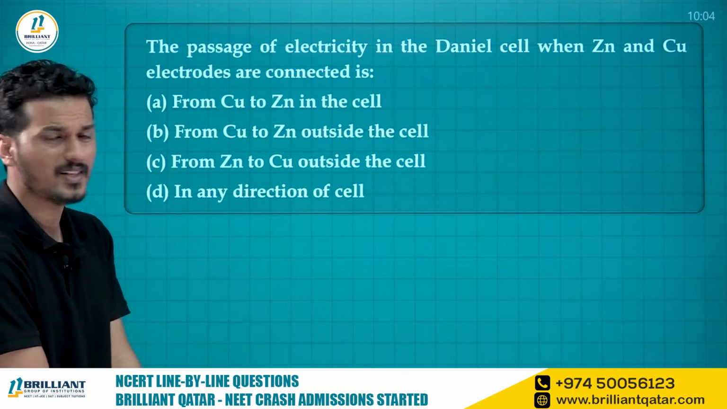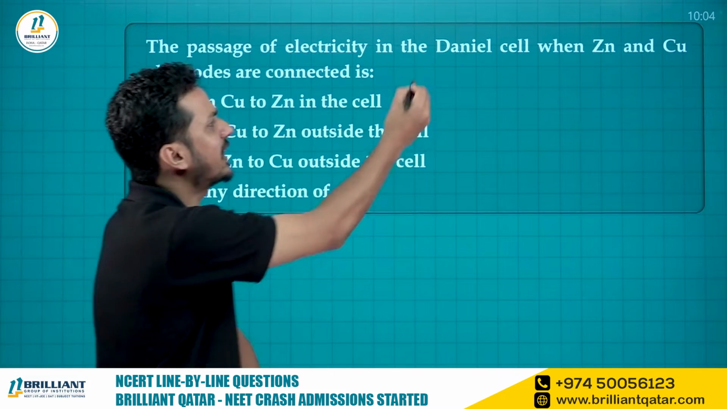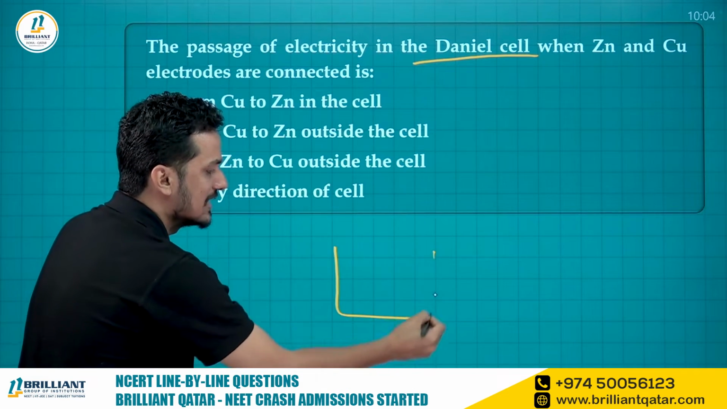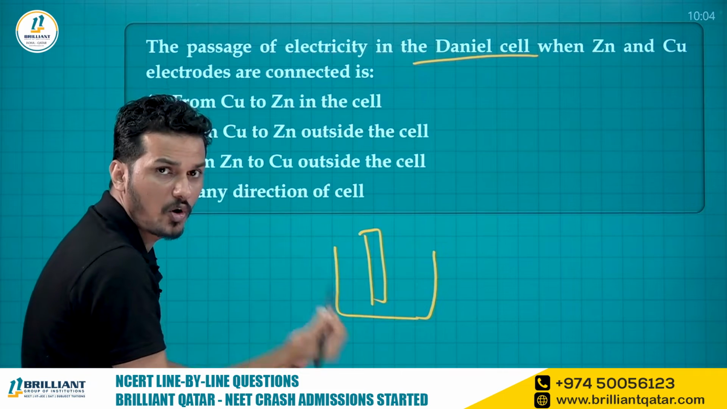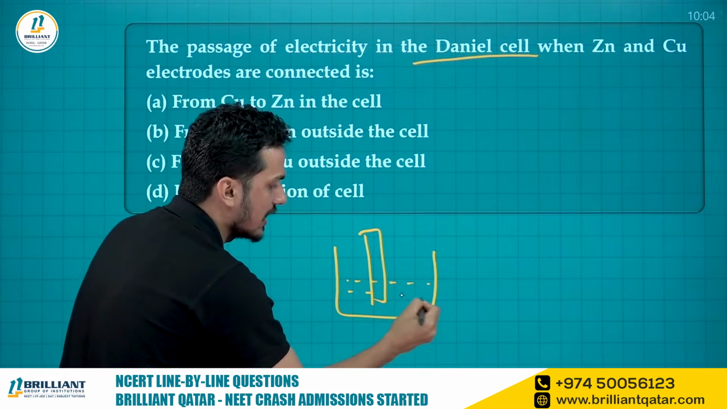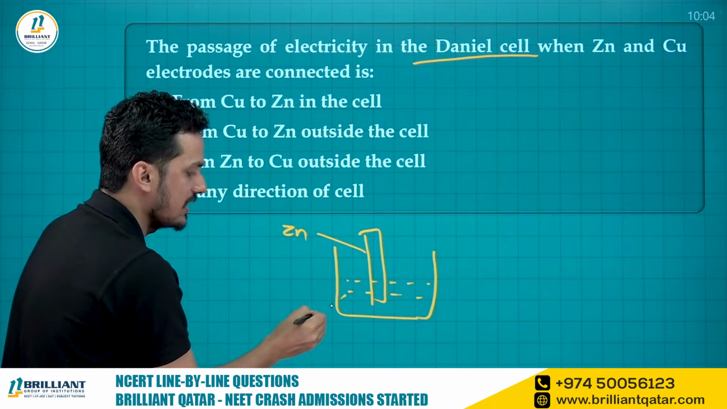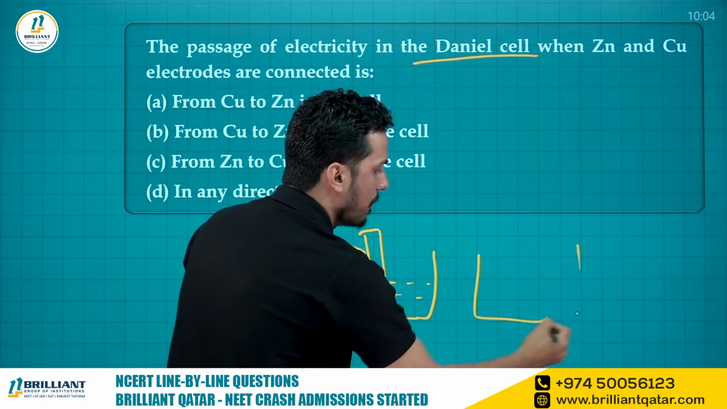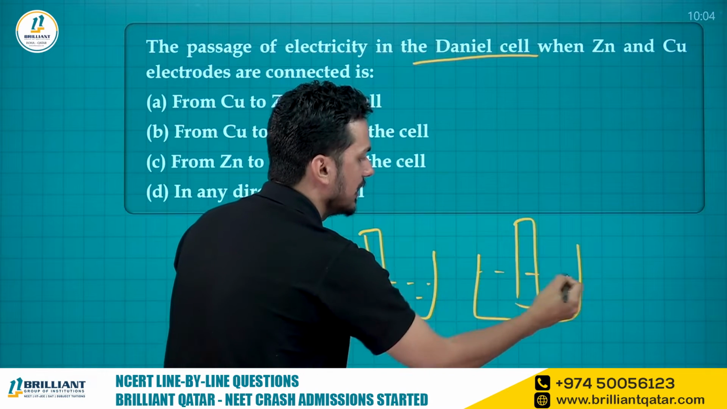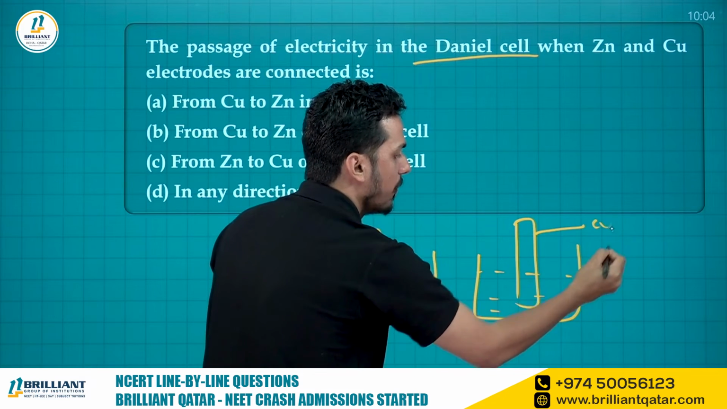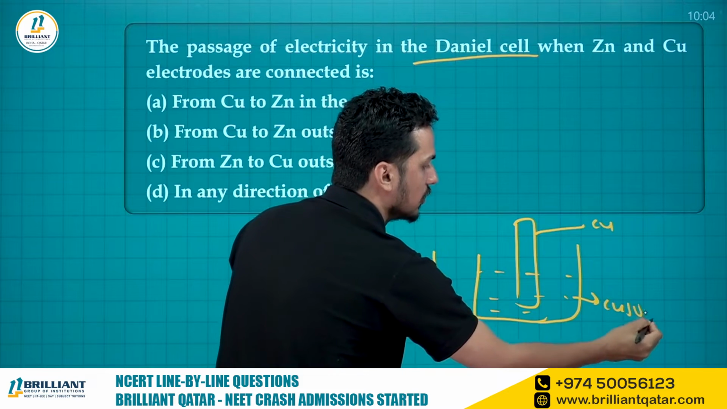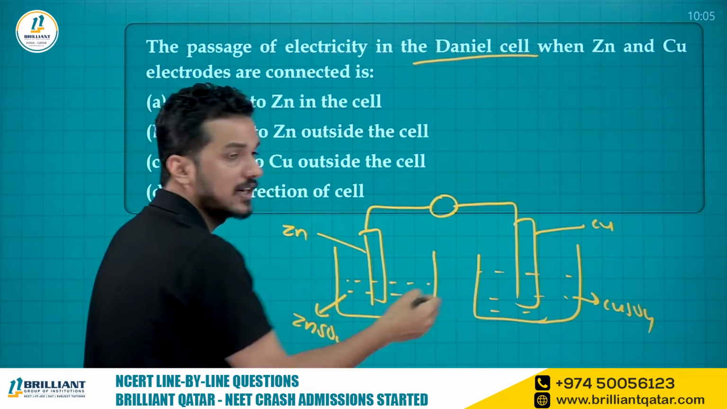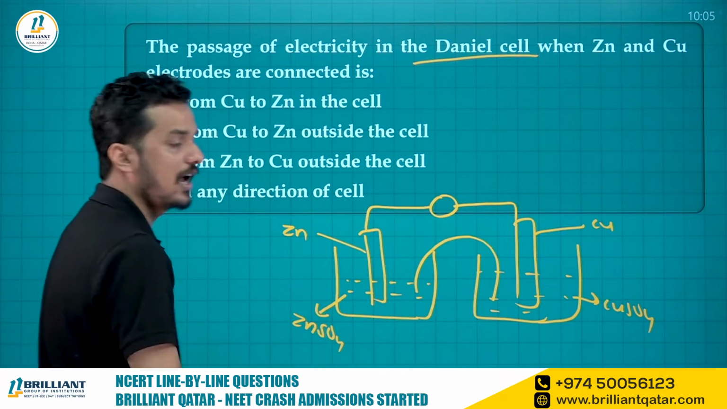What's the question? The passage of electricity in the Daniell cell. What is a Daniell cell? We are keeping a zinc electrode in zinc sulfate solution, and copper in copper sulfate solution, and I am connecting them with a voltmeter. And here a salt bridge is there.